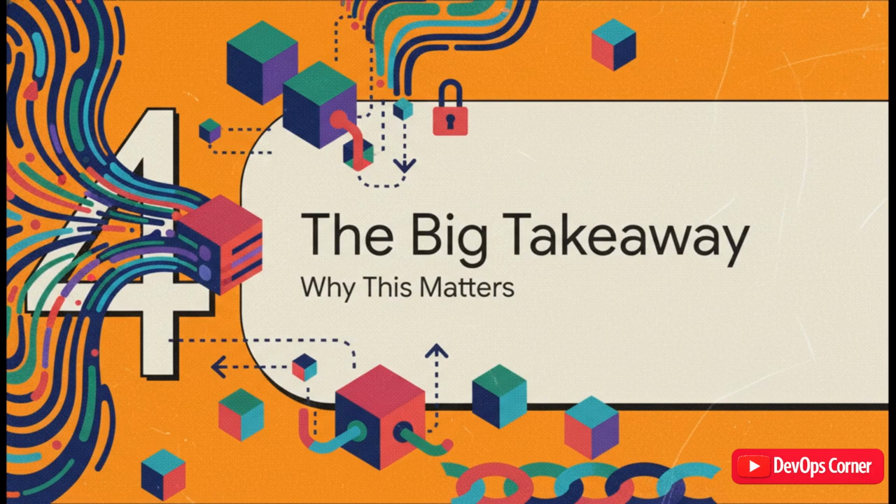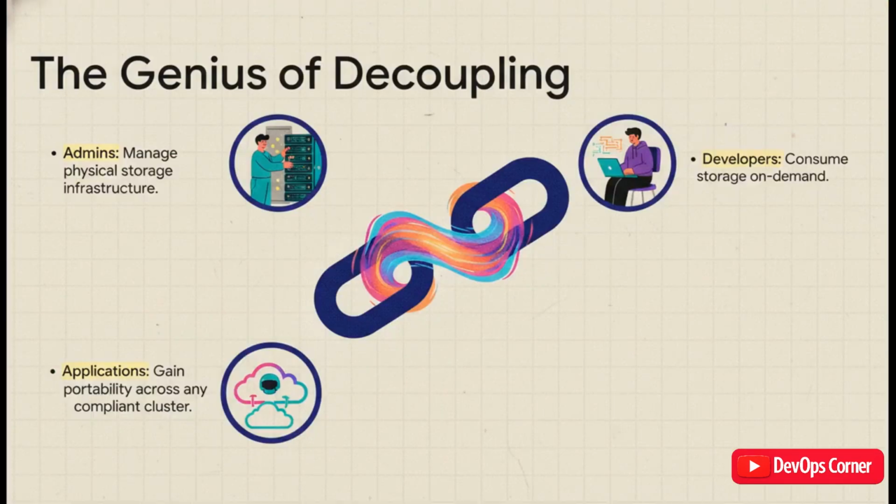Okay, so let's zoom out one last time and tie this all together. After seeing all these moving parts, what's the big idea? Why does this whole system even matter? It all comes down to this one powerful idea, decoupling. For the admins, it means they can manage the what and where of the storage infrastructure without having to worry about every single app's needs.